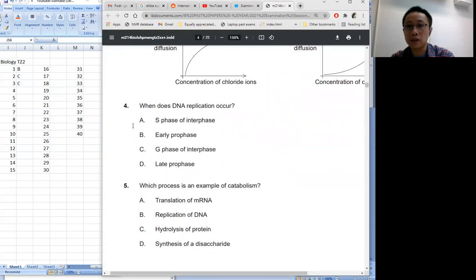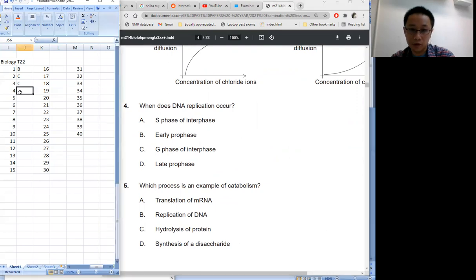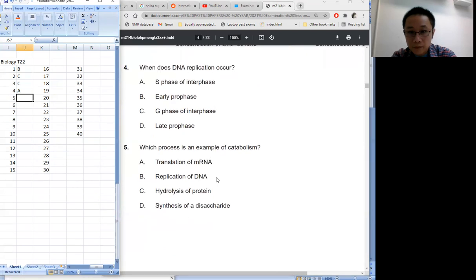Question 4, when does DNA replication occur? So G1, S, G2 would be interphase, and I think this is just a matter of knowing your stuff. G actually does not stand for growth, but that doesn't really matter. It's the gap phase, I think, where a cell grows and does its own thing to serve the organism. But S, standing for synthesis, is the time when DNA replication occurs.